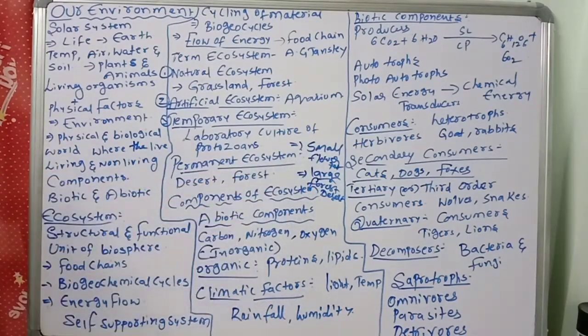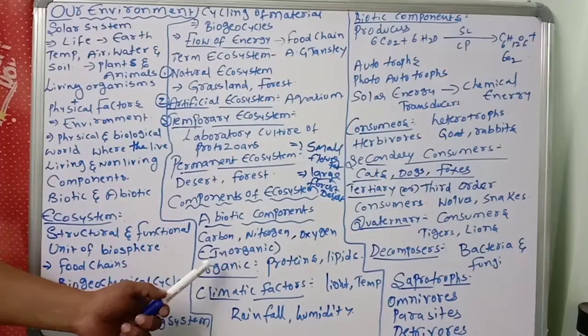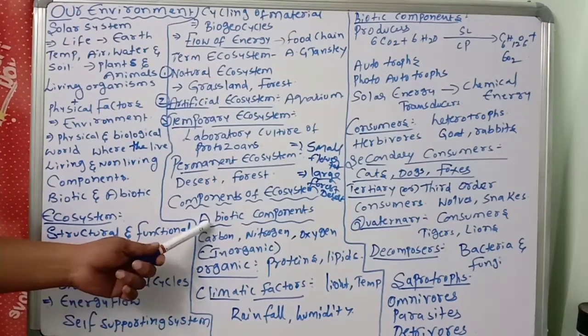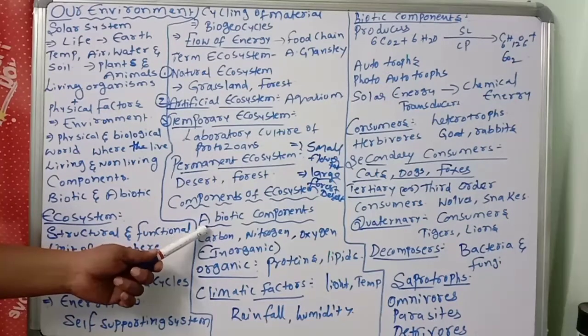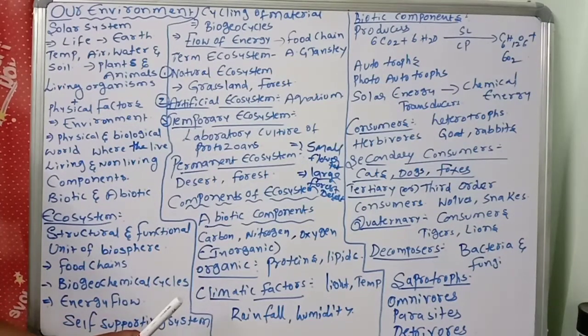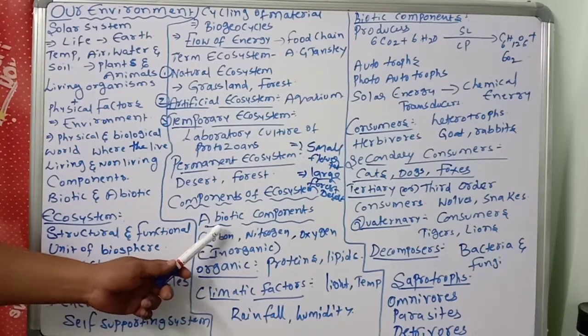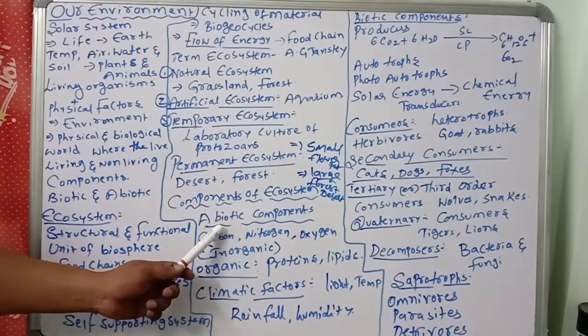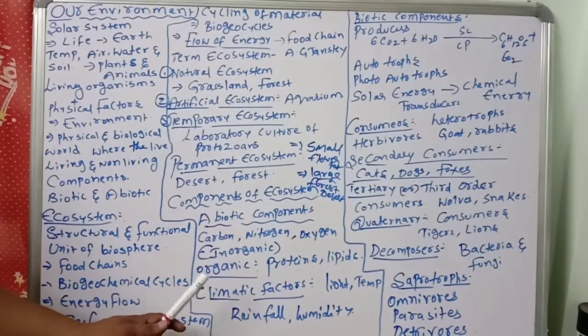Large forests and deserts are large ecosystems. Now, the components of ecosystems consist of abiotic components and biotic components. What are the abiotic components? Abiotic includes non-living physico-chemical factors of the environment. These components not only affect the distribution and structure of organisms, but also their behavior and interrelationships. Abiotic factors include inorganic substances, organic substances, and climatic factors.